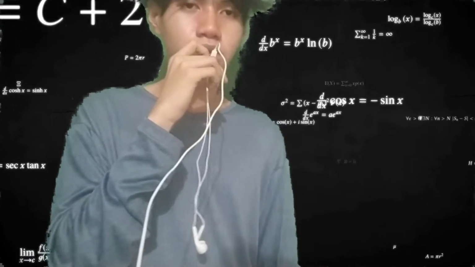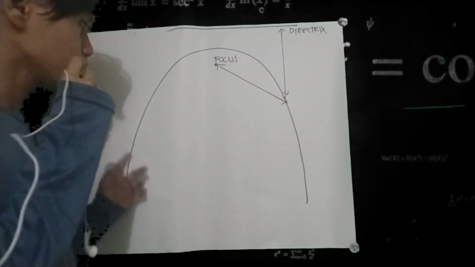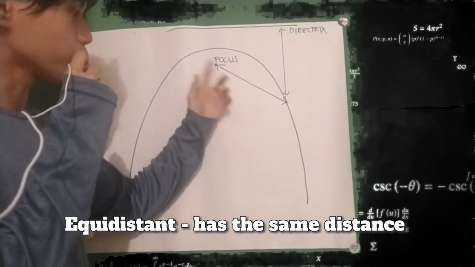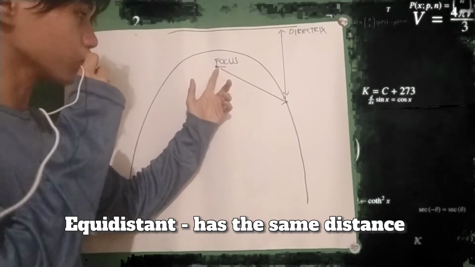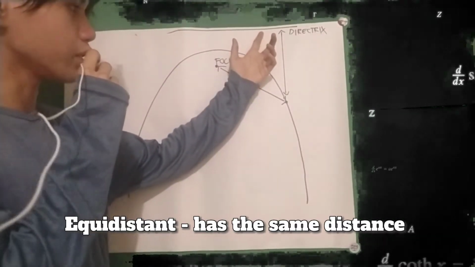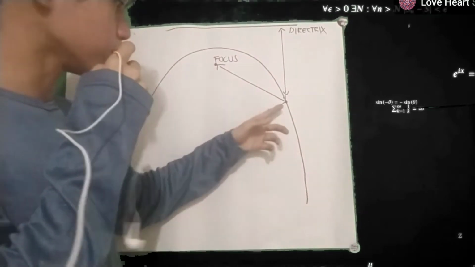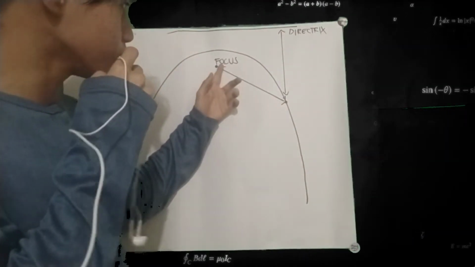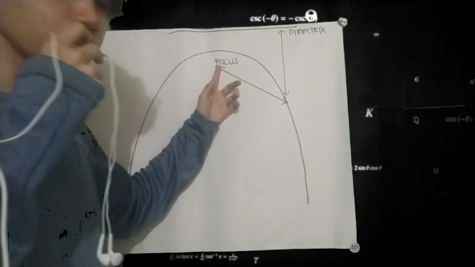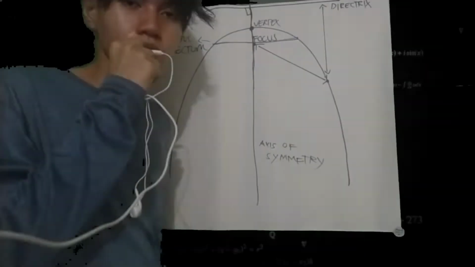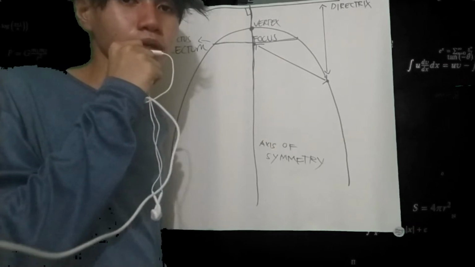Para mas maintindihan nyo to, here's an example of it. So ayan, it is a curve where any point is equidistant from a fixed point called the focus and a fixed line called the directrix. What that means is the distance of this point papuntang focus is the same as the distance of this point papuntang directrix. Let's now move on to the different parts of a parabola.